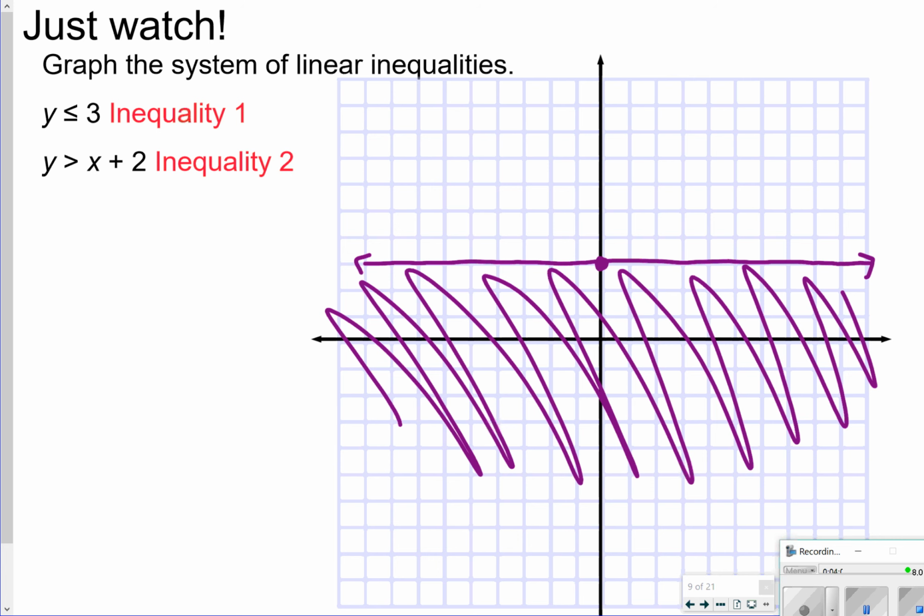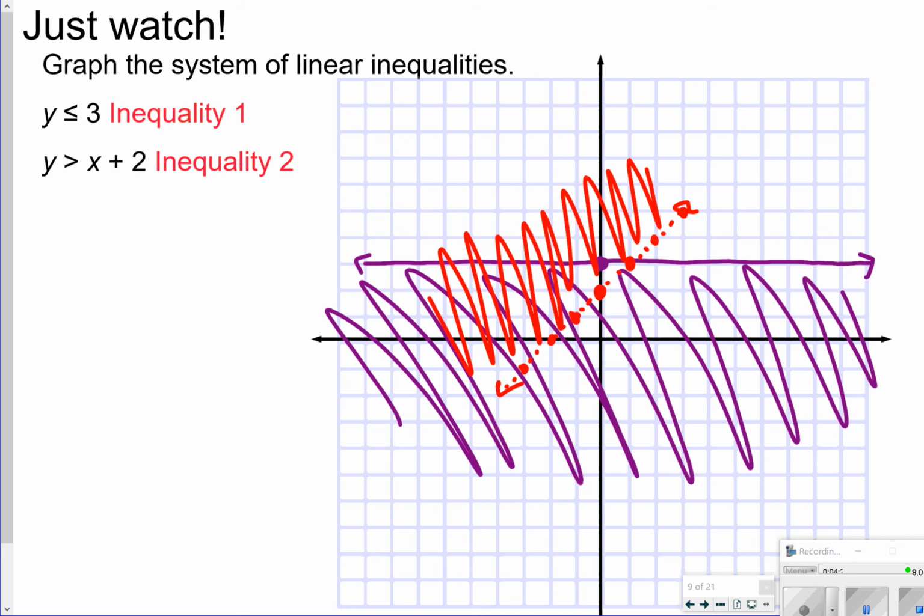Now I'm going to switch over colors and graph the next inequality. So my y-intercept is +2, and then my slope is 1 over 1. So my line is going to go all the way through here. And since this is a greater than, that's going to be dotted. And so basically everything that's bigger than that would be up here. And notice I do have some crossover.